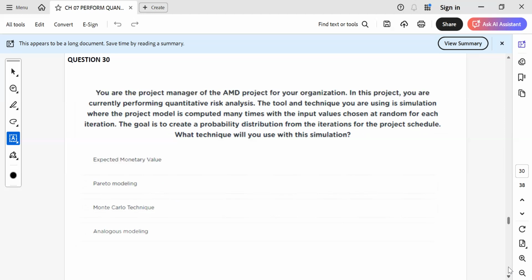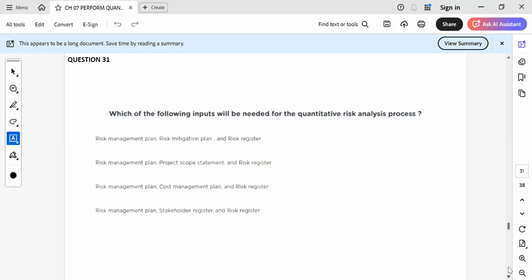So going by that, I think Monte Carlo is the... analogous modeling. I haven't come across this term. And analogous estimate, yes, analogous estimating is an estimation technique. Both are fake terms, made-up terms. Yes, so these are made-up terms, correct, sir.